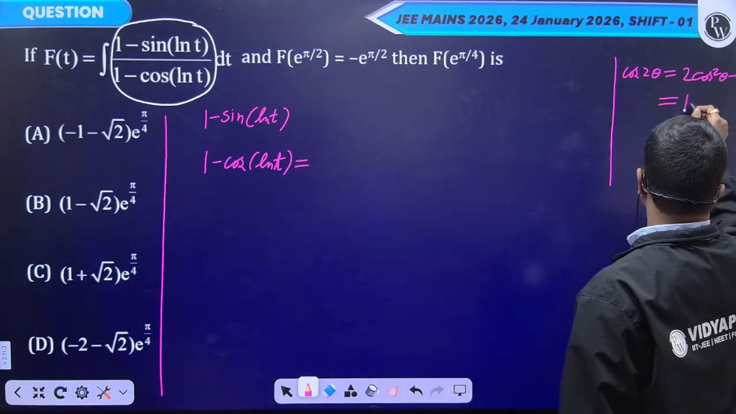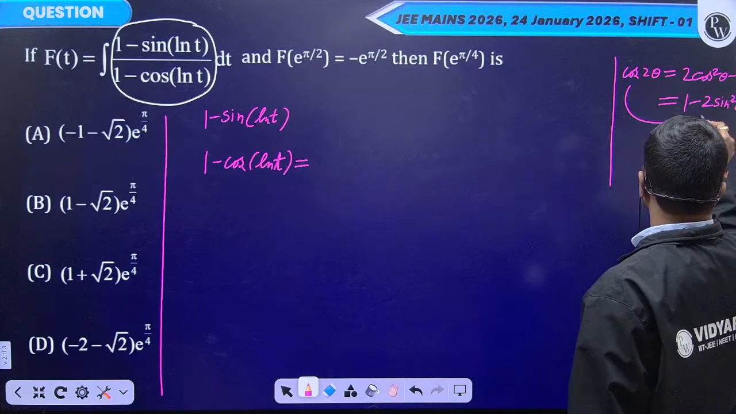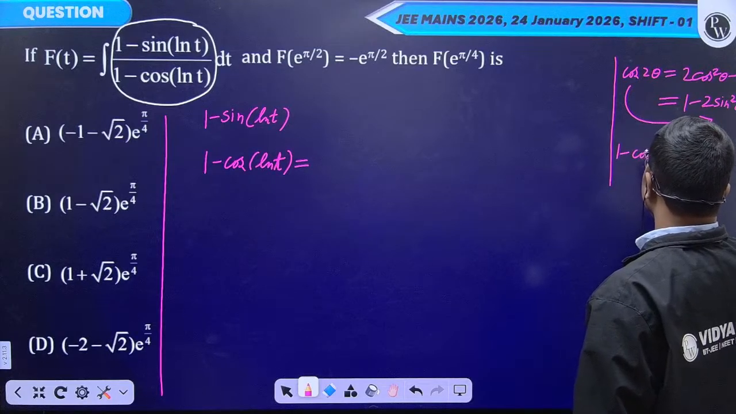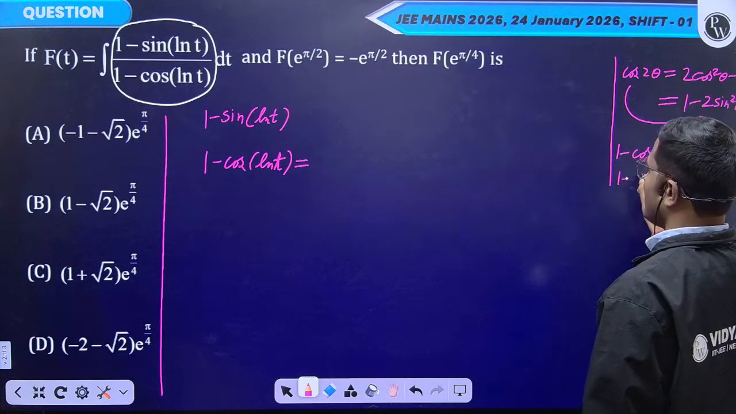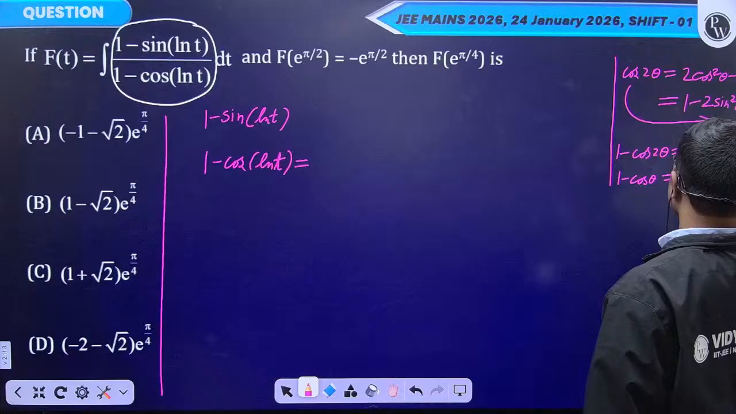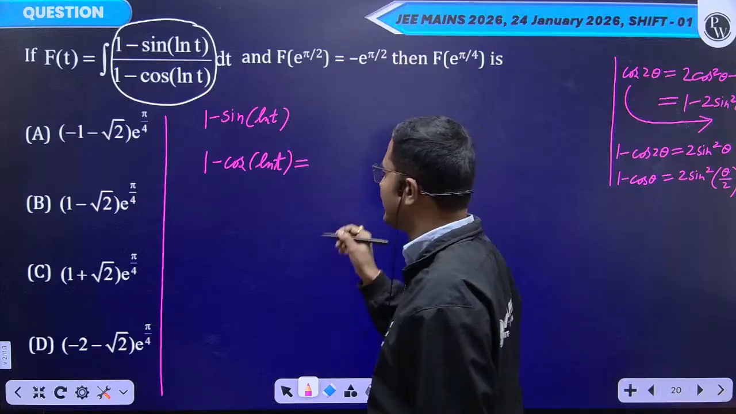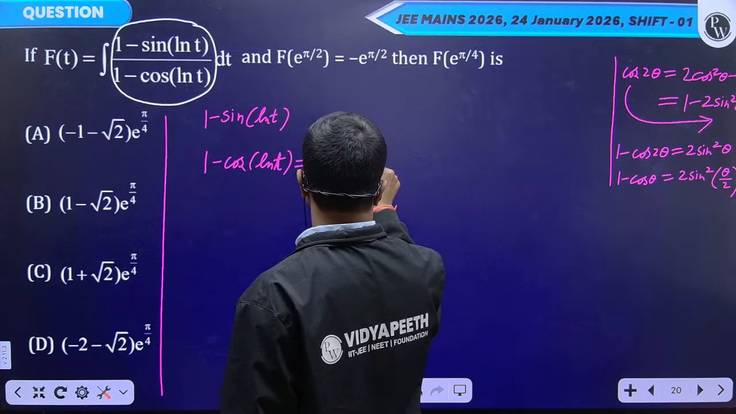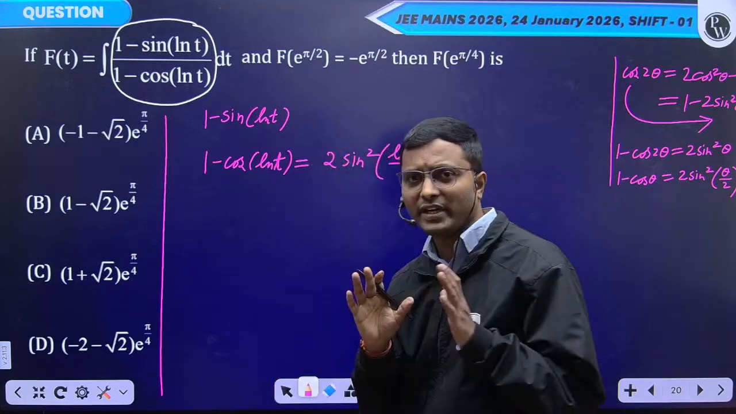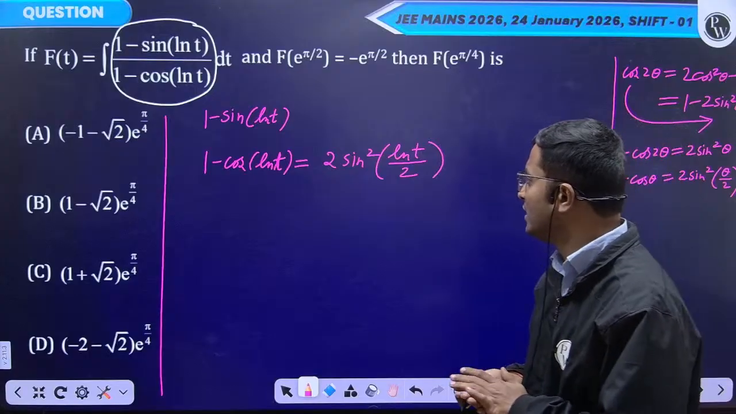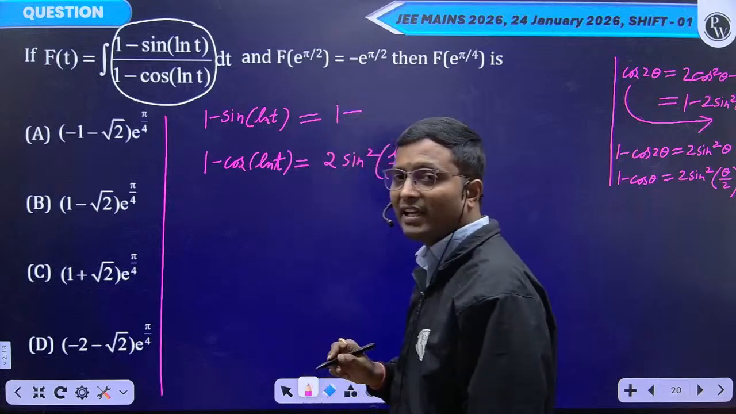Cos 2 theta is also 1 minus 2 sine square theta. So let us use this one. Cos 2 theta is 1 minus 2 sine square theta, so from this we get 1 minus cos 2 theta is 2 sine square theta. So 1 minus cos theta will be 2 sine square theta by 2. So 1 minus cos ln t we can write as 2 sine square of ln t by 2. Again we are using a trigonometric formula. Next, 1 minus sine, again here we are using the double angle formula for sine.